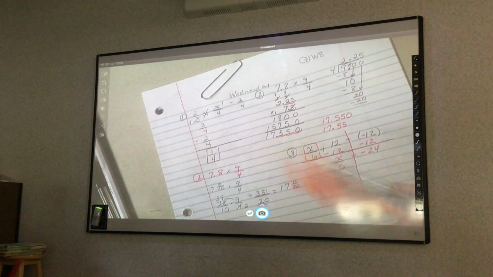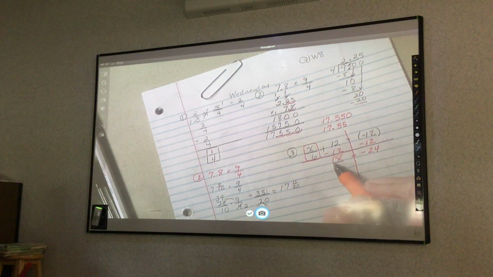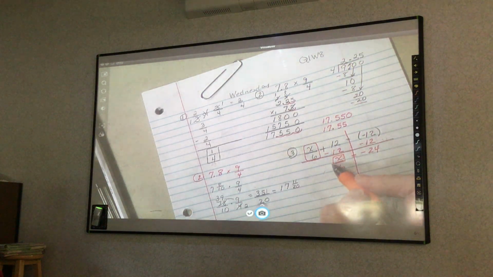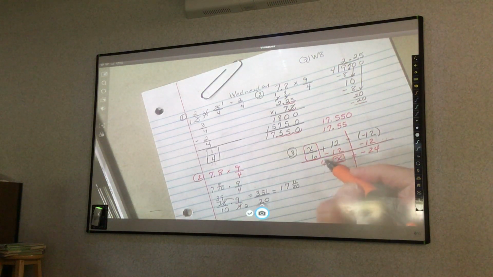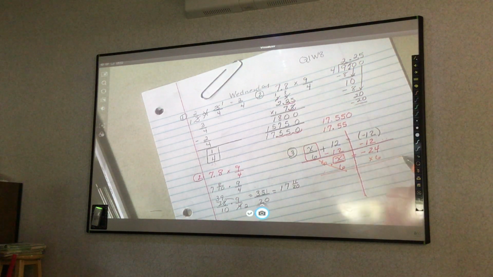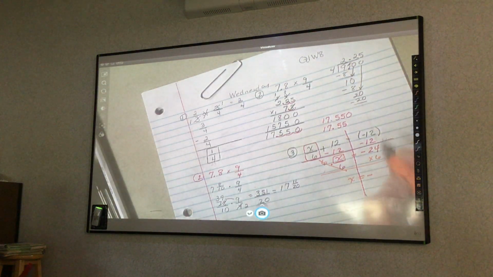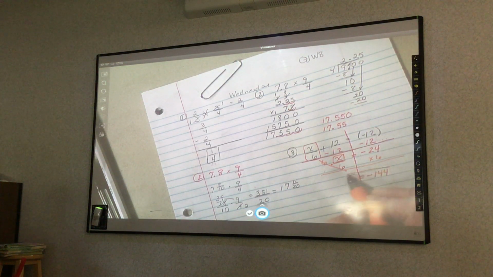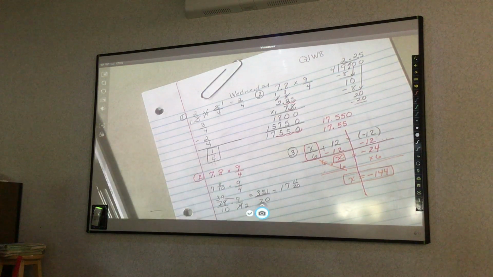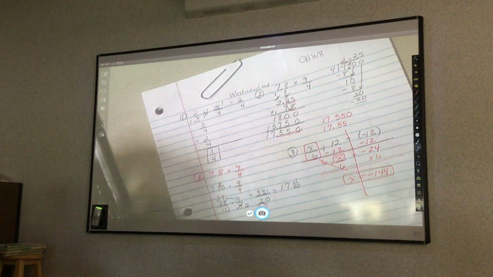Then we're going to box the x. So this is like saying x divided by 6. So the opposite would be multiply by 6. They cancel each other out. Multiply this side by 6. X equals a negative 144. Nice try, Carter. And make sure you're boxing your answer. I actually divided.